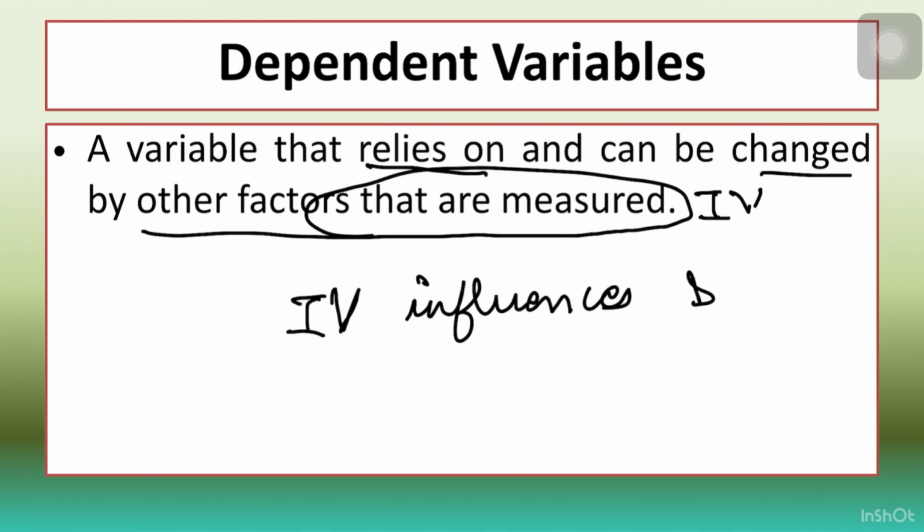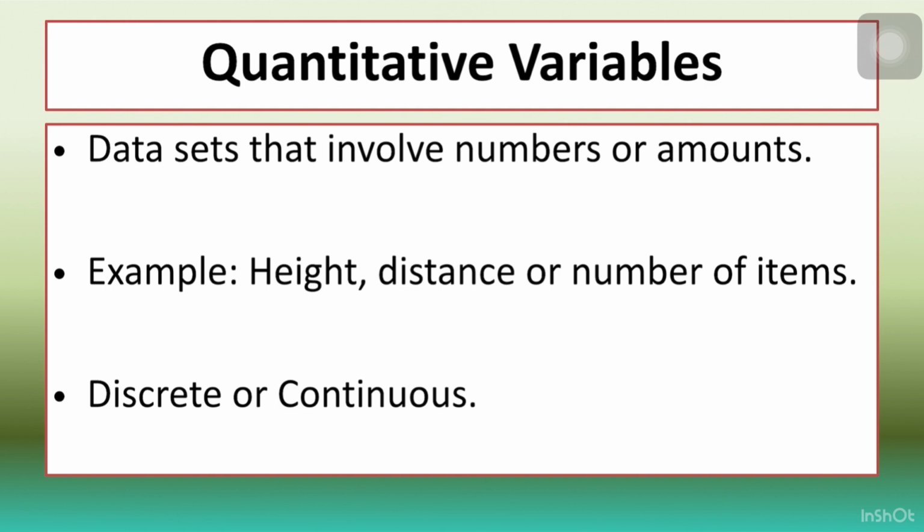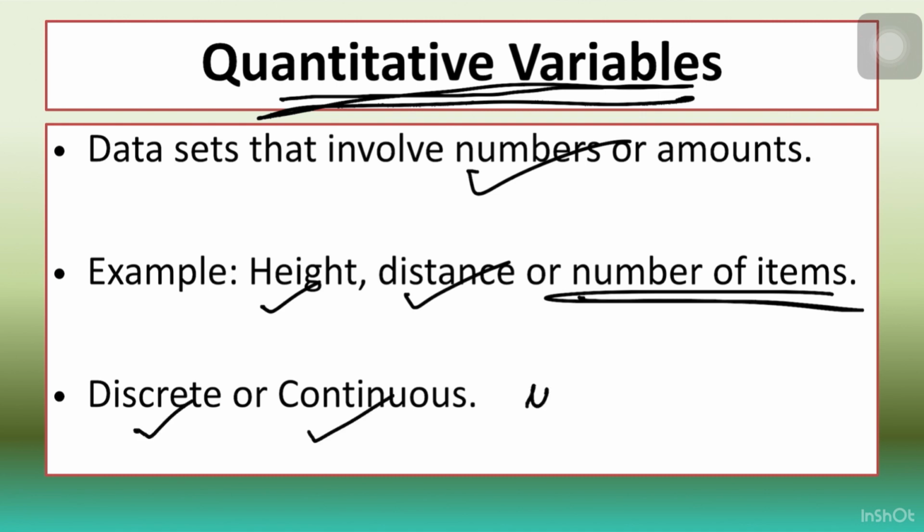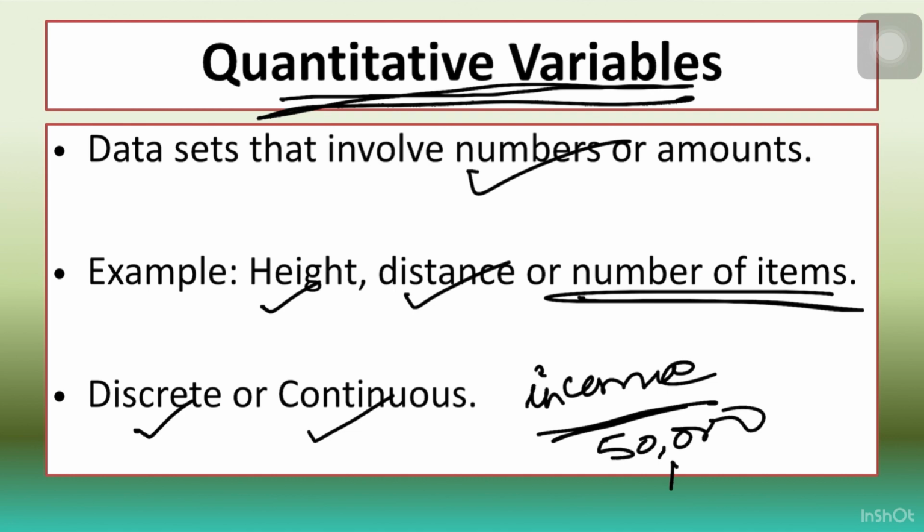Right? Let's move on. The next type of variable is our quantitative variable. Quantitative simply means in numbers. You can count it. Examples could be height, distance or the number of items. Now quantitative can be discrete or continuous. Continuous, say income. What is the income of your respondent? This can vary, say somebody could have 50,000, somebody could have 1 lakh, somebody could have 10 lakhs, 1 crore and so on and so forth.